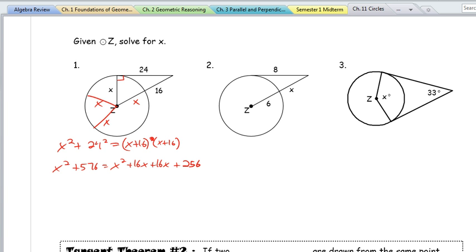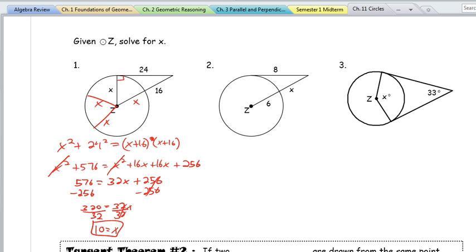Now, you might be thinking, oh, I'm going to have to factor all that, it's going to be a mess. Not always. If we subtract one x squared from the other x squared, they cancel. So we're actually in pretty good shape here. We're left with 576 equals 32x plus 256. Subtract 576 minus 256, and we get 320, and you can see that 32 goes into 320 10 times. So there is your x. You could plug it back in and double check your Pythagorean theorem.